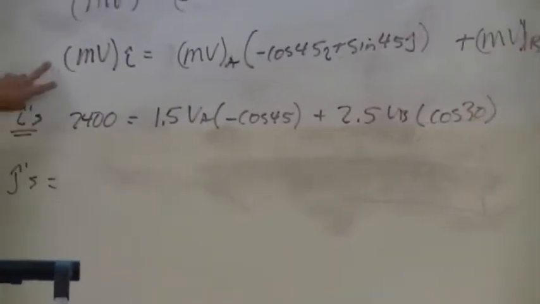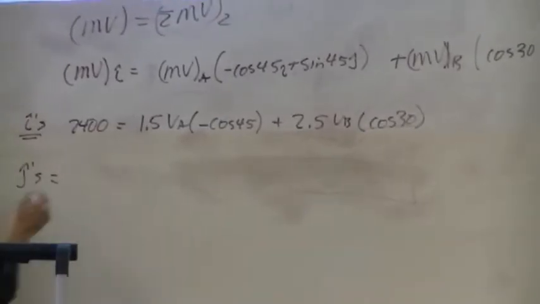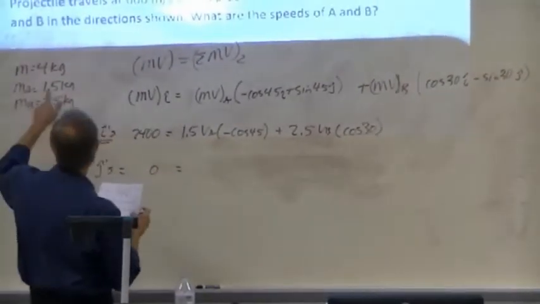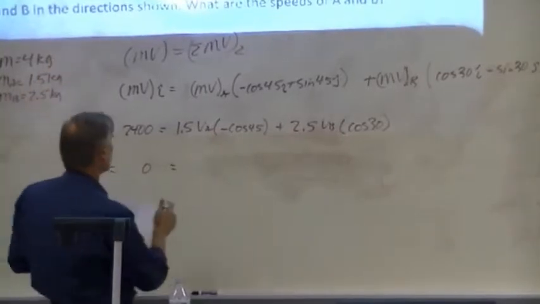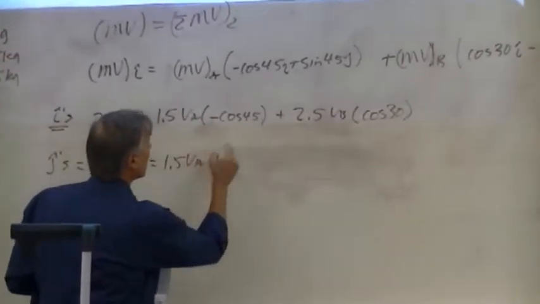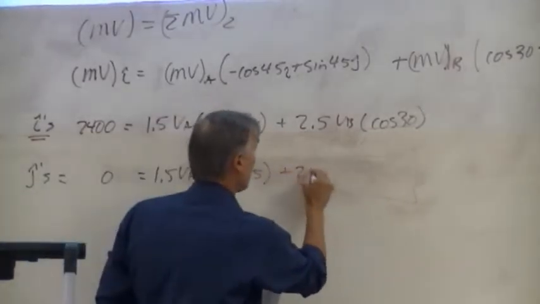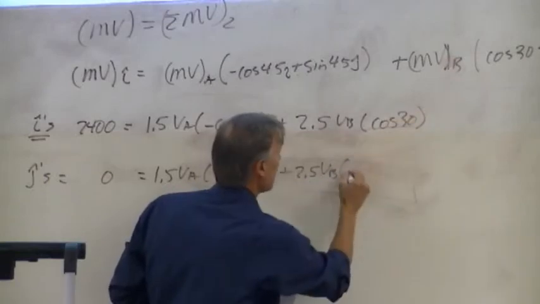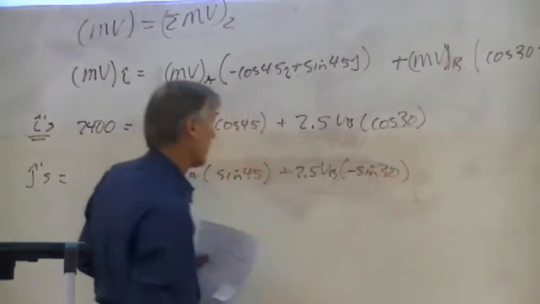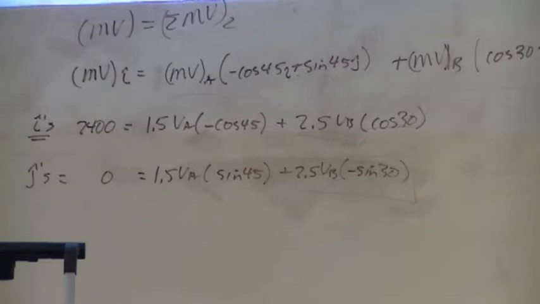The j's have nothing on this side of the equation, so that'd be 0. And that's equal to our j direction for A, which would be 1.5 v_A times positive sine 45, plus 2.5 v_B times negative sine 30. And we equate the i's and j's, separate them out, and solve for the unknowns. You've got two equations, two unknowns again. Everybody knows how to do that? We just took a quiz on it. Know how to equate the i's and j's.